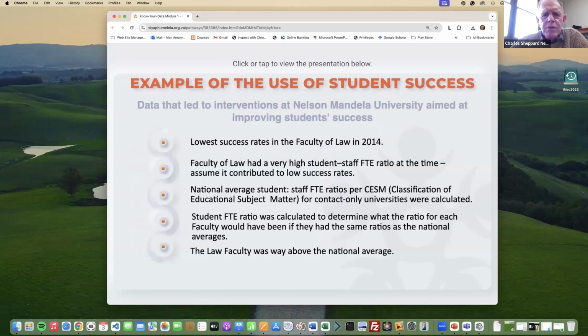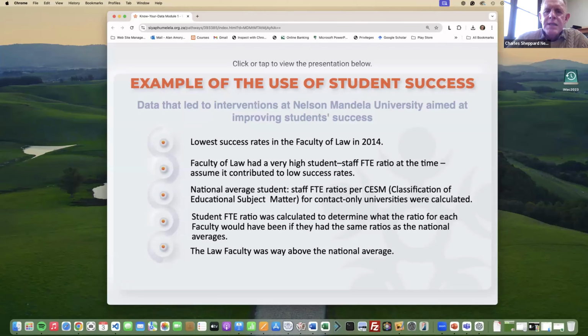Now, I just want to show you an example of the use of student success data. It wasn't a major science breakthrough, but it was just something that bothered me. This was quite a number of years ago, and then I'm going to tell you the interventions that we eventually implemented to make a change.